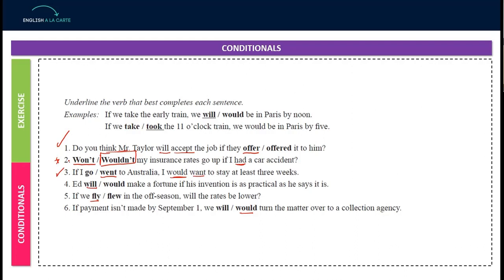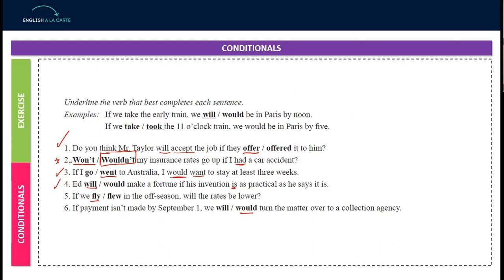Number four, Ed will make a fortune if his invention is as practical as he says it is. Why will? Because you don't have would. Well, yeah, but you don't have a past verb. ¿Y cuál es ese verbo? Is. Very good. Yes, because you have is, which is present simple.